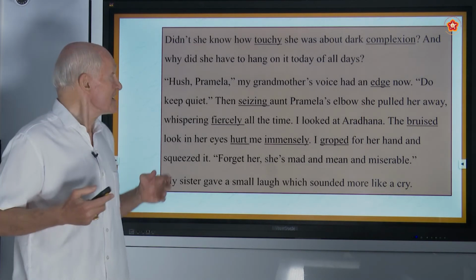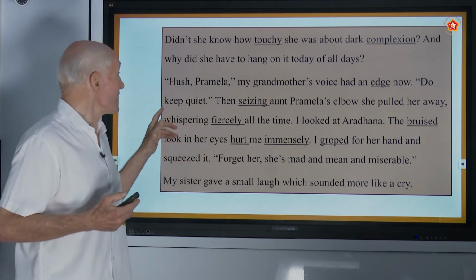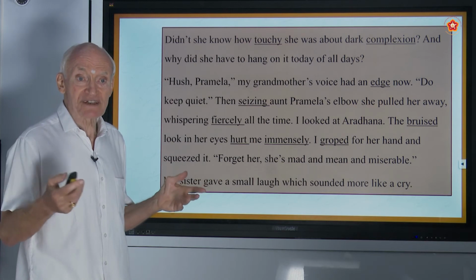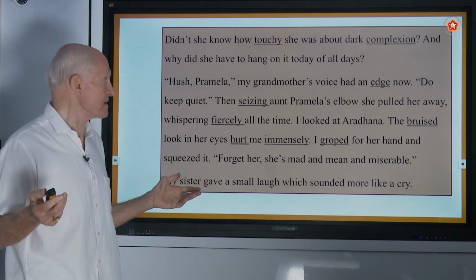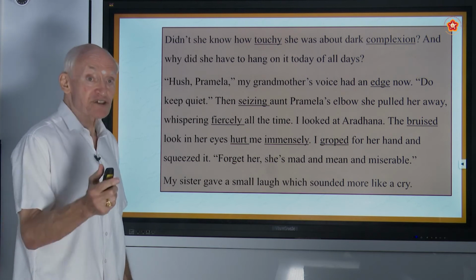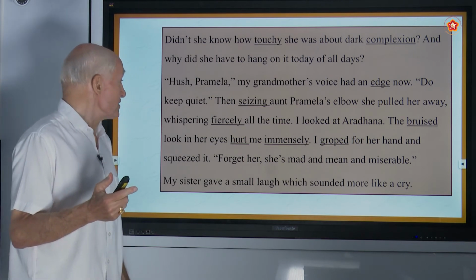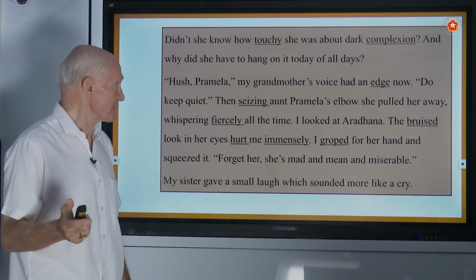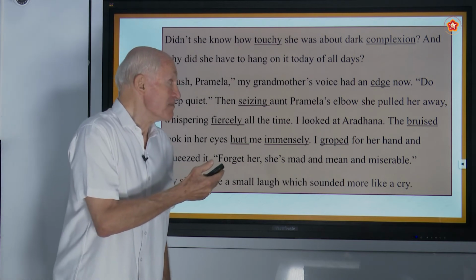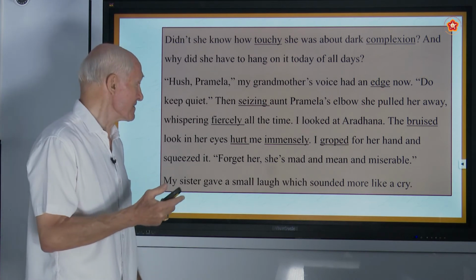So the sister's thinking, didn't she know how touchy Ardna was about her dark complexion? And why did she have to hang on it today of all days? She's thinking, why mention this today? How skinny, okay, and dark she was. Why do it today? Okay, this is what Simi is thinking. So the grandmother heard this and said, hush, Pramila, okay? My grandmother's voice had an edge. It was a strong edge, okay? Do be quiet. She told her sister to be quiet, okay? Then seizing Aunt Pramila, grasped her, okay, by the elbow, she pulled her aside, whispering fiercely, not in a nice way, strongly. Hey, you shouldn't talk like that, you know, all the time.